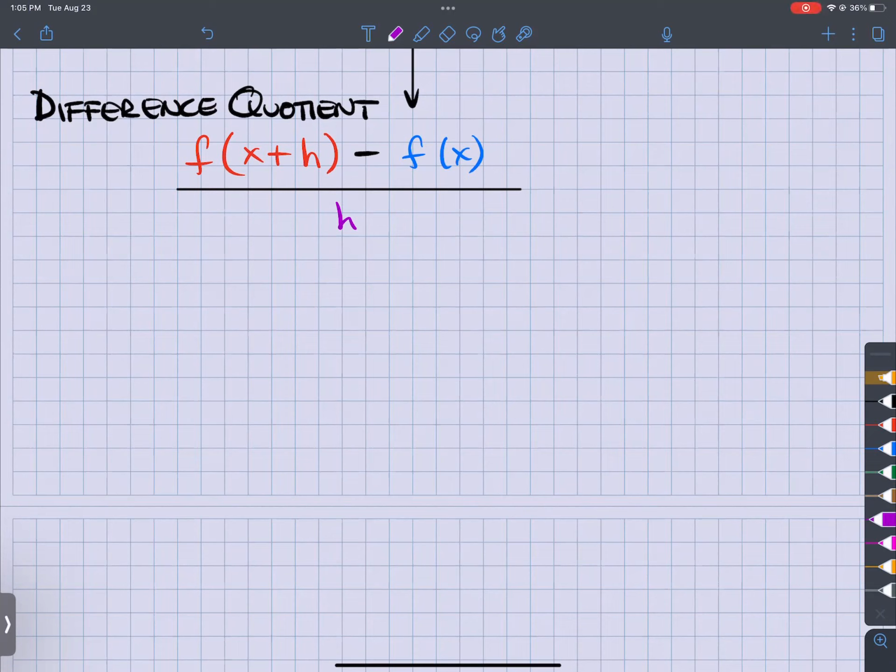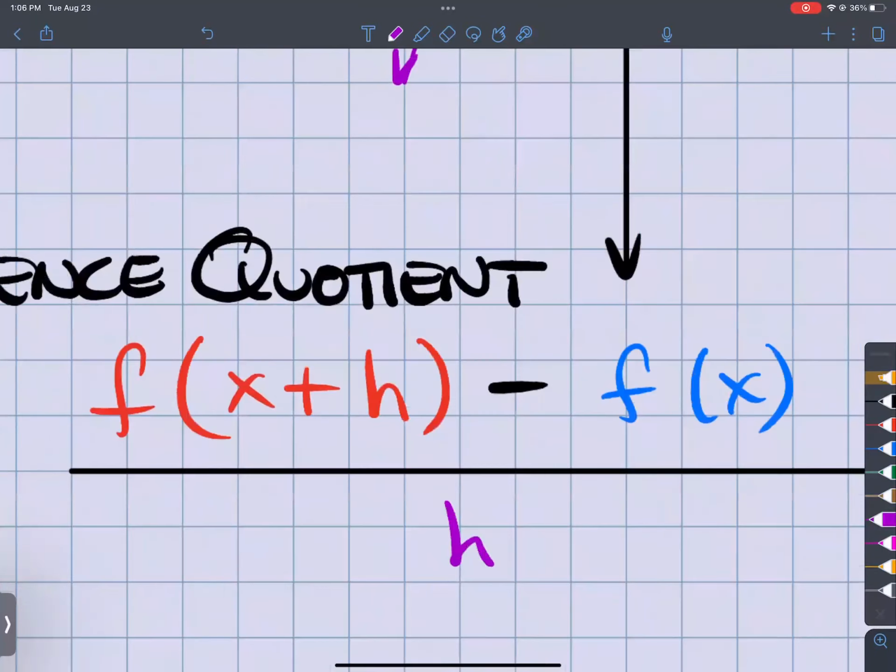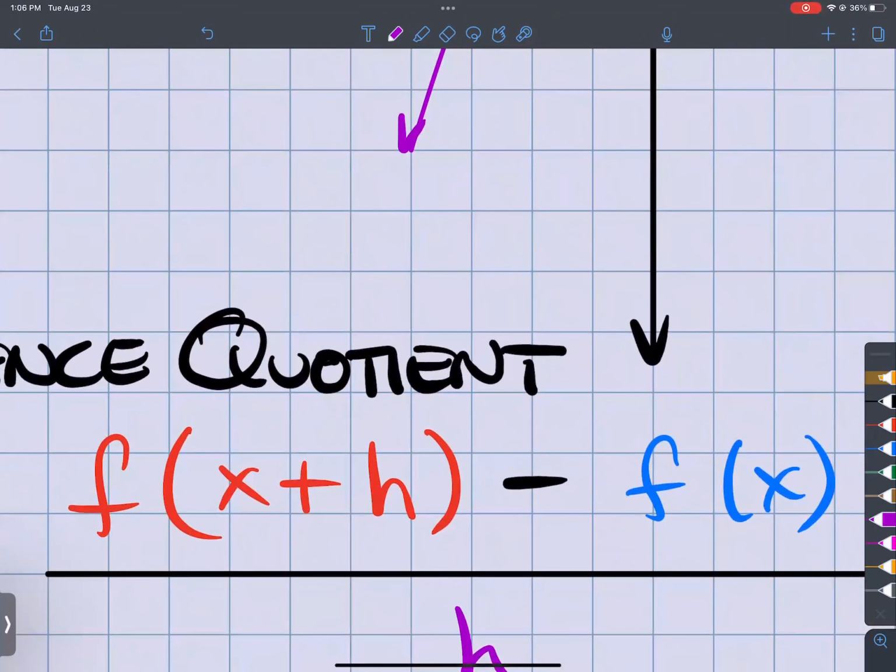So I don't know if any other college algebra class taught this, but I didn't realize that this is also really the formula for slope. Because if you think about it, the top, isn't that the difference in y values? It's the difference in two y values, right? The y value of x, and then the x plus h is going to be a different y value, right?